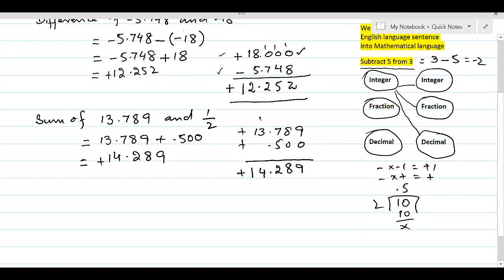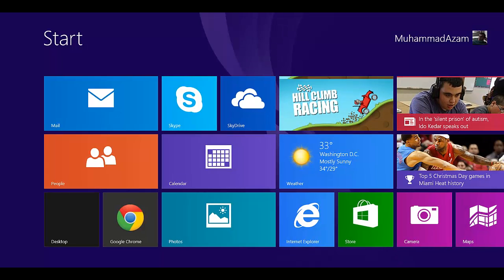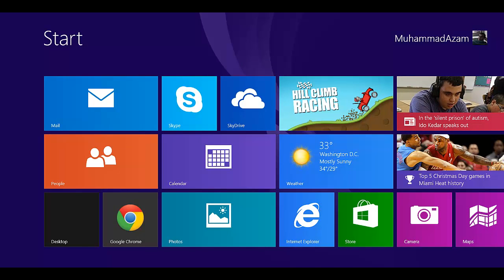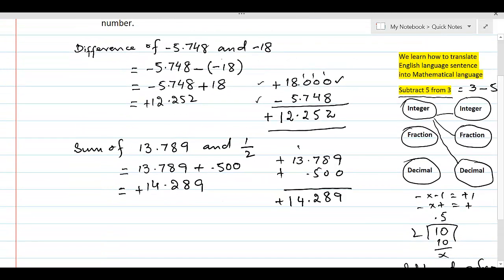And similarly, if we were to subtract 9 from 10, which one will come first? Whatever number is after the word from. So the 10, this means 10 minus 9. So I hope you understand it. Now we were going to subtract the sum from the difference. So the difference must be written first.